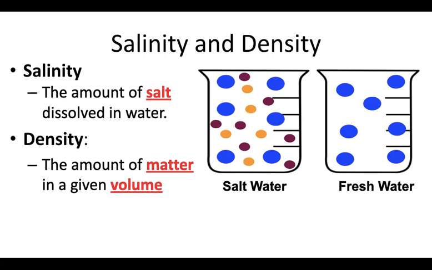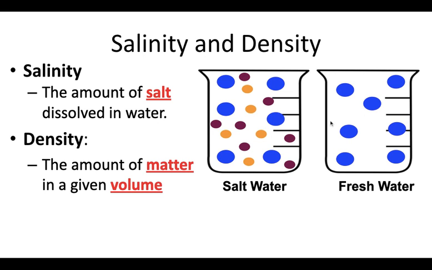Now, salinity, again, is the amount of salt that is dissolved in water. As this salt dissolves in water, it fills in empty spaces in between the water molecules. So, in essence, we keep the same amount of volume, but we put more stuff in there. Blue is water molecules. The yellow and the purple would be representing salt that is dissolving into the water.